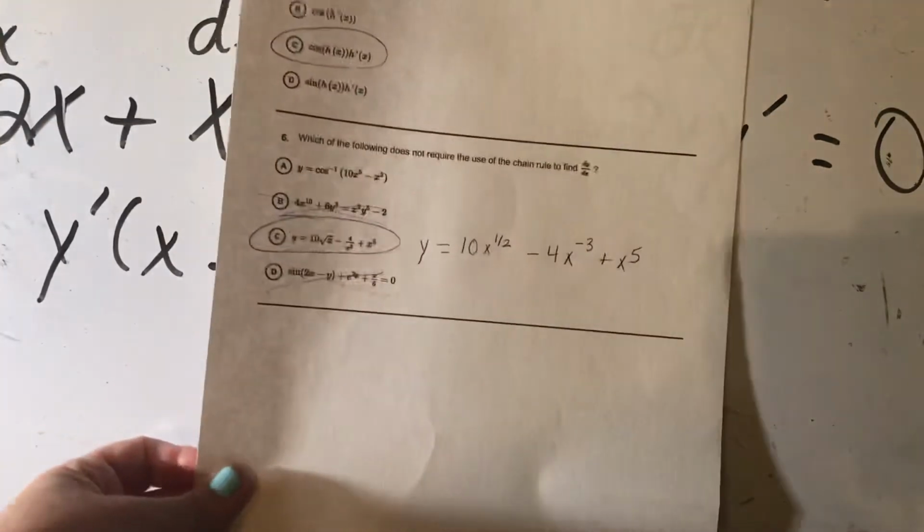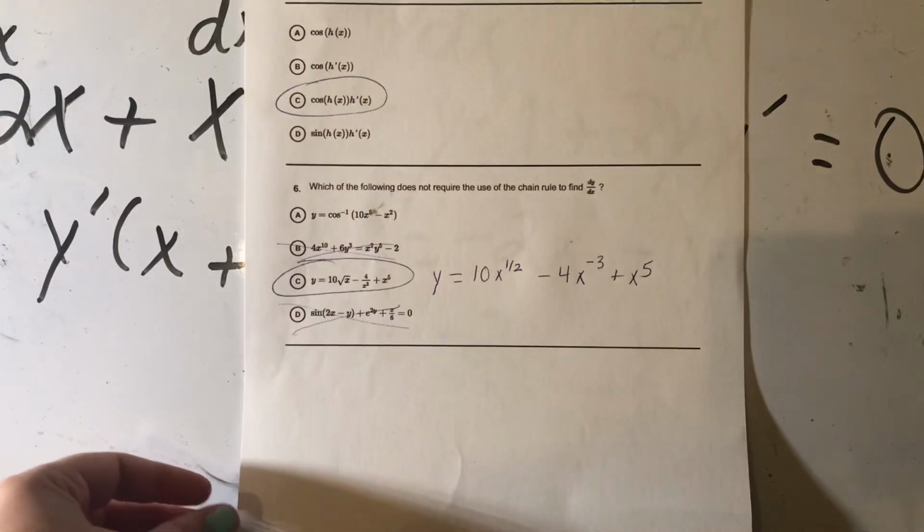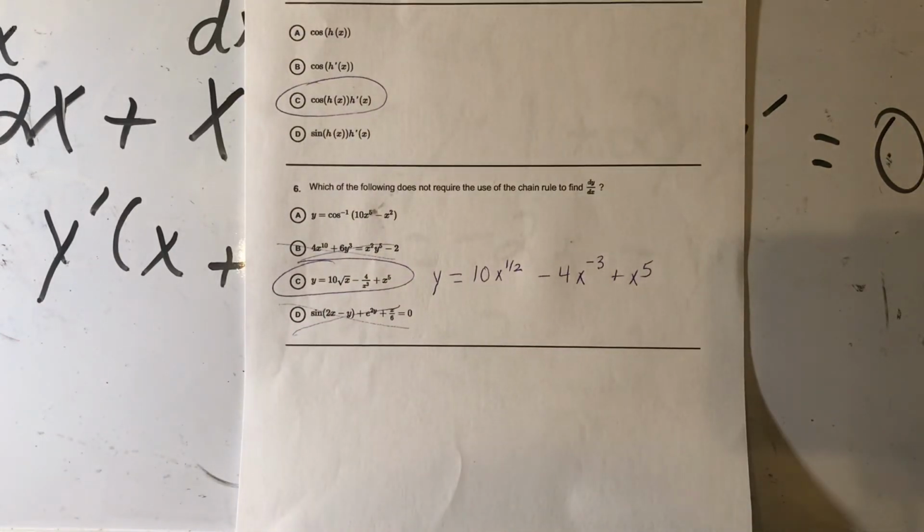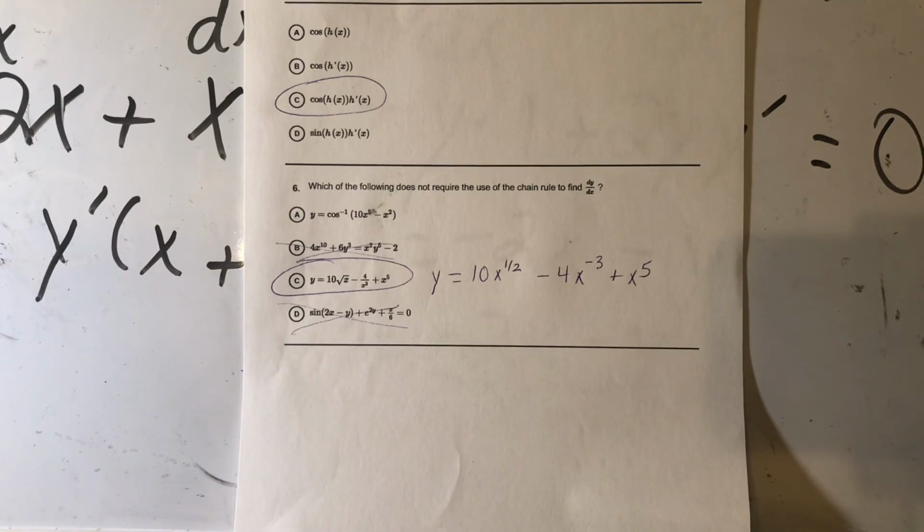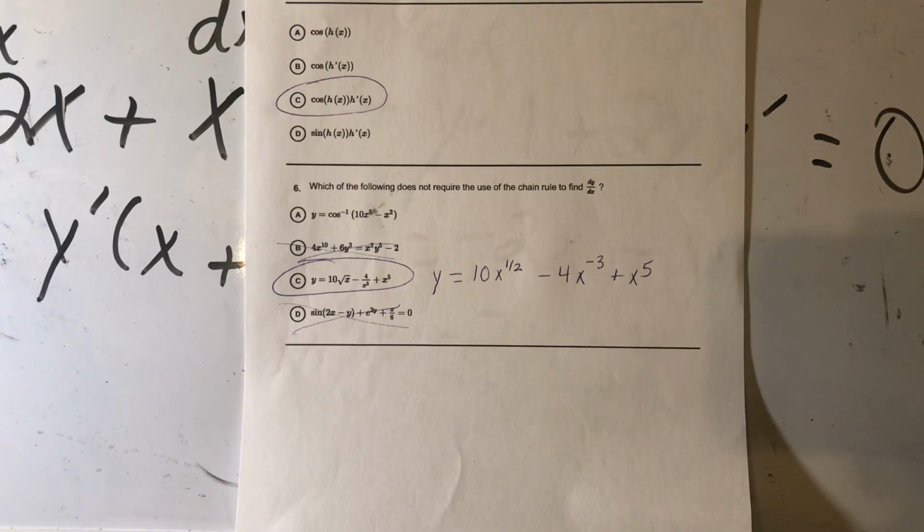And question 6. Take each choice and rewrite them. And the only one where you did not have to use the chain rule to do the derivative would be choice C. That is your Unit 3 quiz.